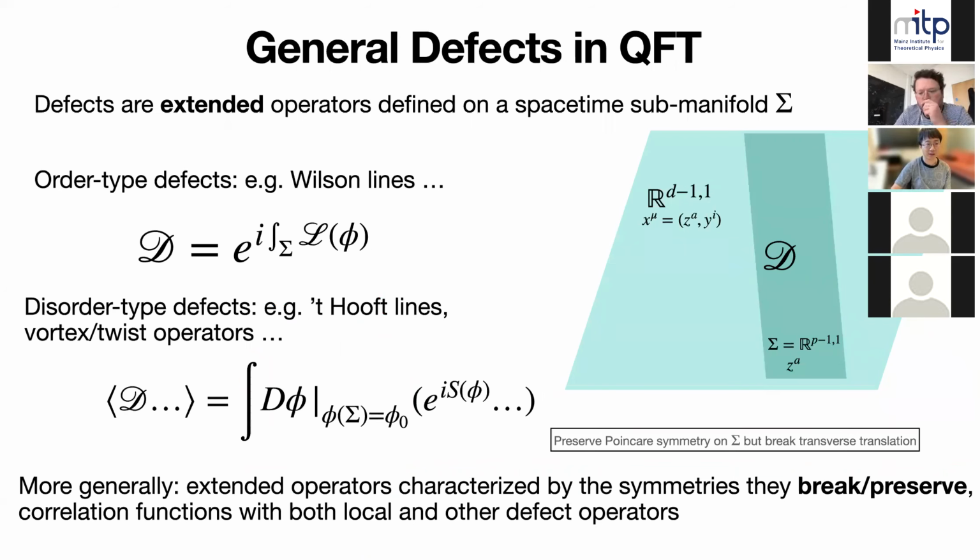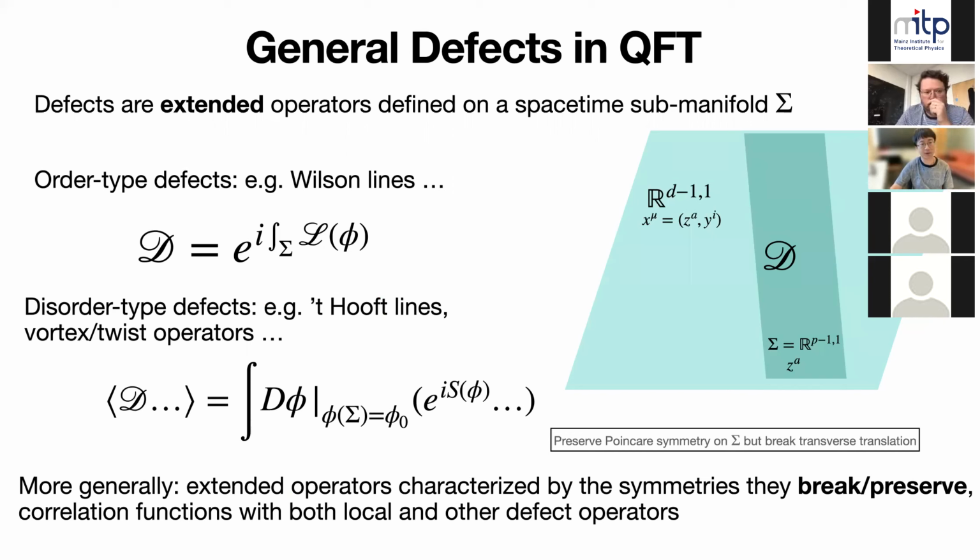theory. They are described in general by extended operators that are defined on a spacetime submanifold. Suppose you have a d-dimensional quantum field theory that lives on, say, flat space with these coordinates. The defects are extended operators that live on a p-dimensional submanifold, which I'll denote by sigma. I'll use curly D to denote the defect operator. And roughly speaking, most of the examples of defects we know fall into two categories, which are not mutually exclusive. One such category is described by so-called order type defects.